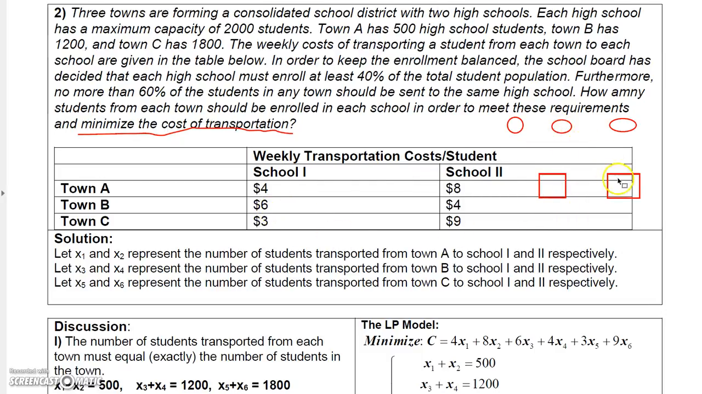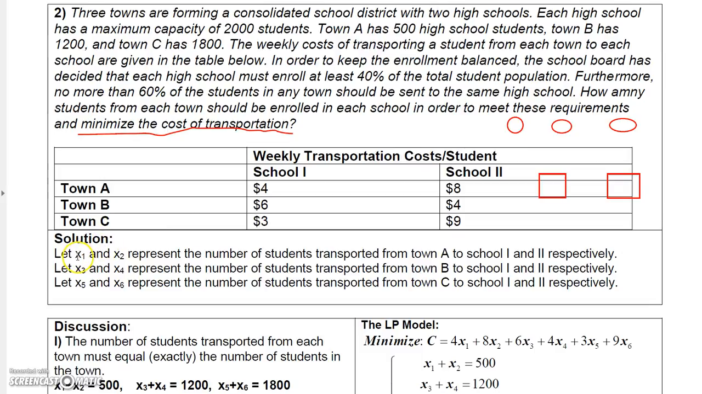And from town B to school 2, $4 per student. And then from town C to school 1, it's $3 per student, and town C to school 2, it's $9 per student. So basically, we want to minimize the cost of transportation.